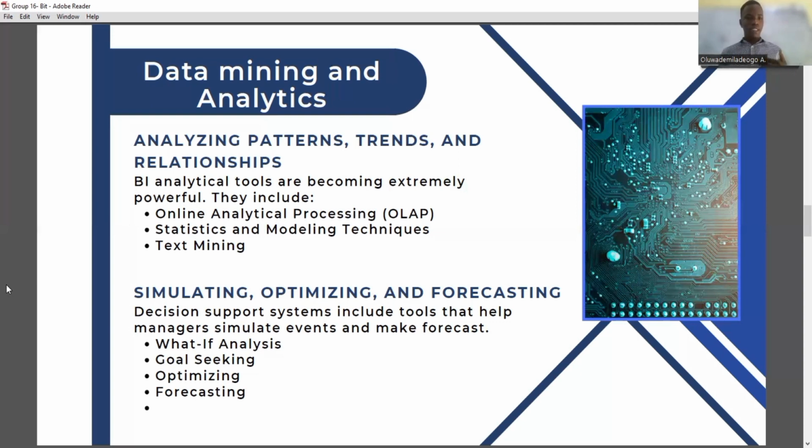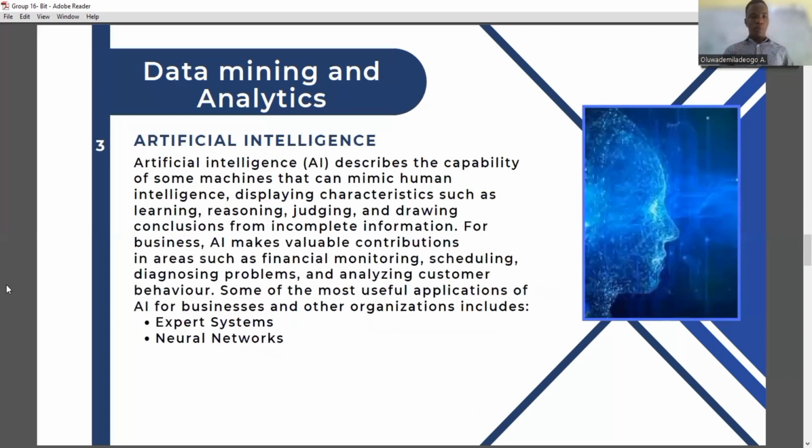Now, there's the simulating, optimizing, and forecasting function of decision support systems. We can use these tools to simulate events, optimize, that is, looking for the best possible solution, and forecast future events. Another important subtopic under this aspect is the use of artificial intelligence. Artificial intelligence basically describes the capability of machines that can mimic or imitate human intelligence, displaying characteristics such as learning, reasoning, judging, and drawing conclusions from incomplete information.